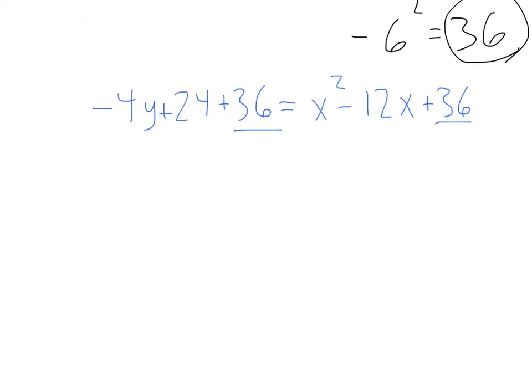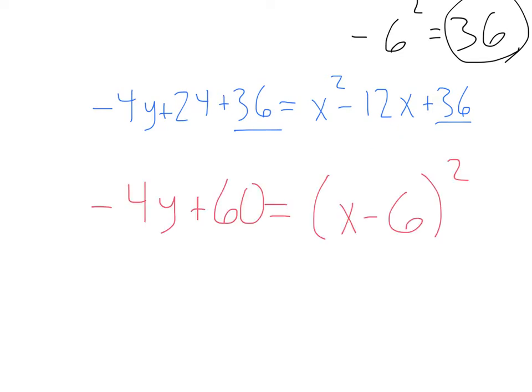Now, we can complete the square, because if we factor this right side, we'd get (x minus 6) times (x minus 6), which would be (x minus 6) squared. Doing that, we'll get (x minus 6) squared on the right, and combining our 24 and 36 here, we'll get negative 4y plus 60. We are almost there.